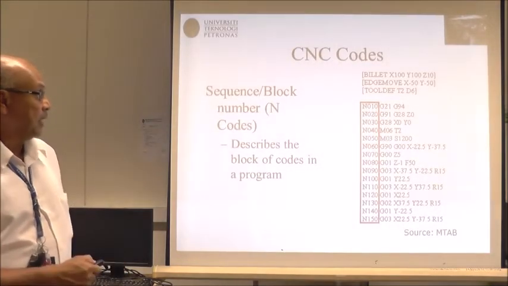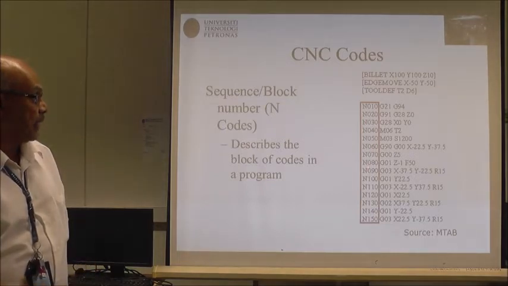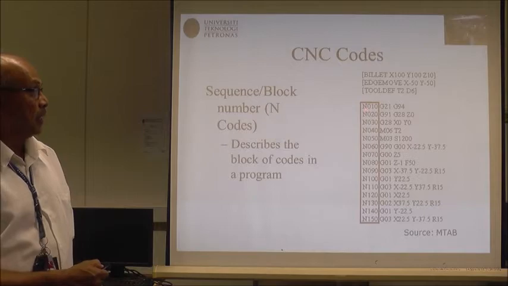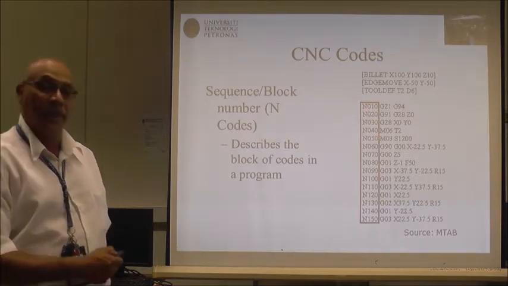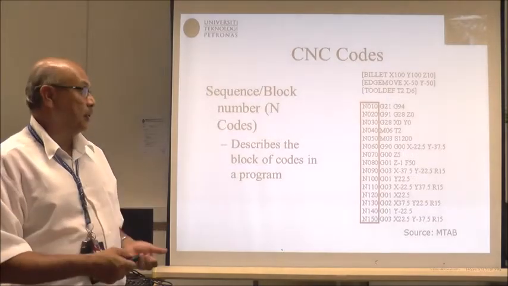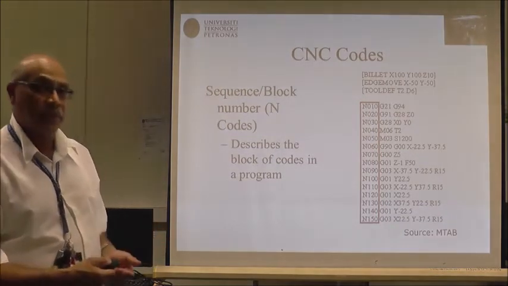So like I mentioned just now, the sequence number or block number is given by N, and normally you put it in order: N10, N20, N30, N40, N50 and so on, or you can go N1, N2, N3, N4, N5 and so on. So it's up to you how you want to put the numbering. And then we go to the next slide.